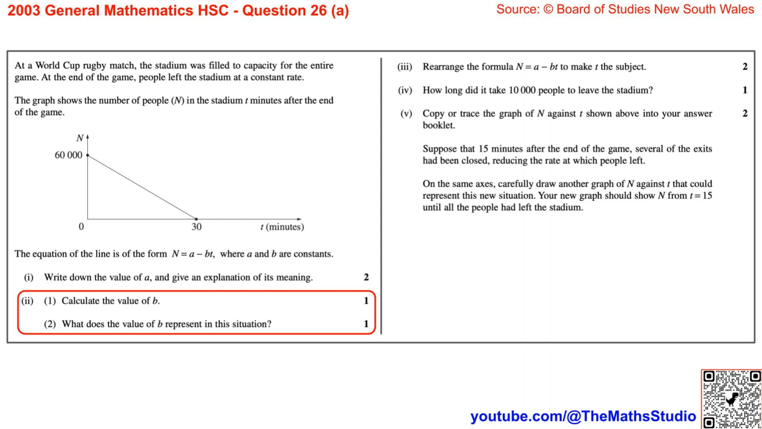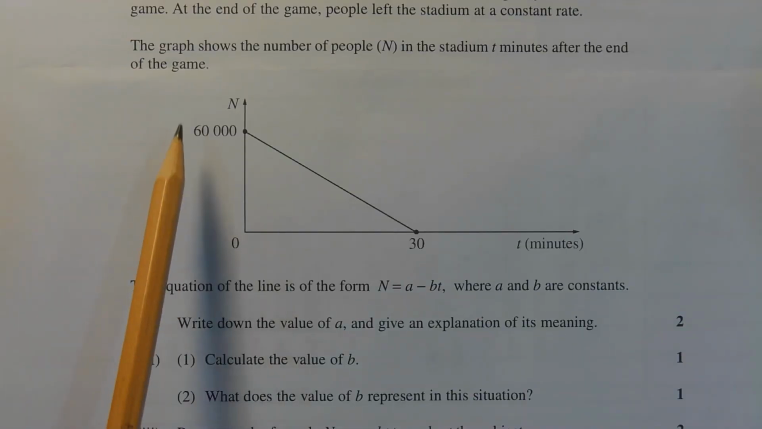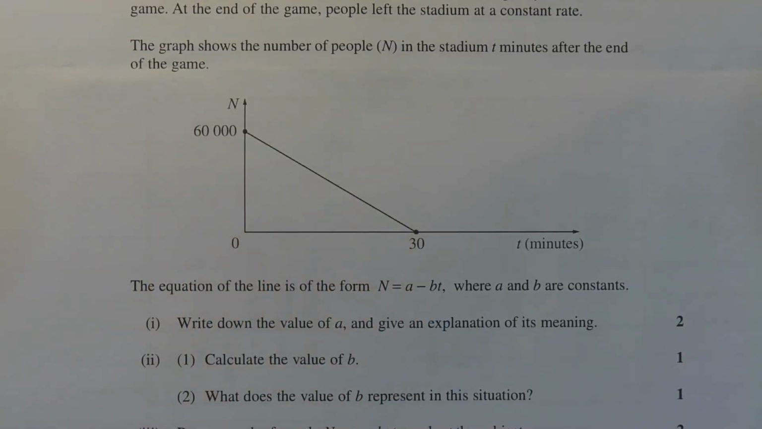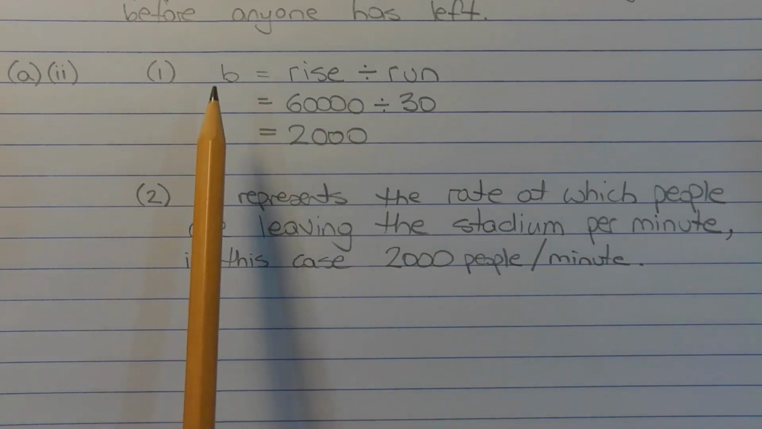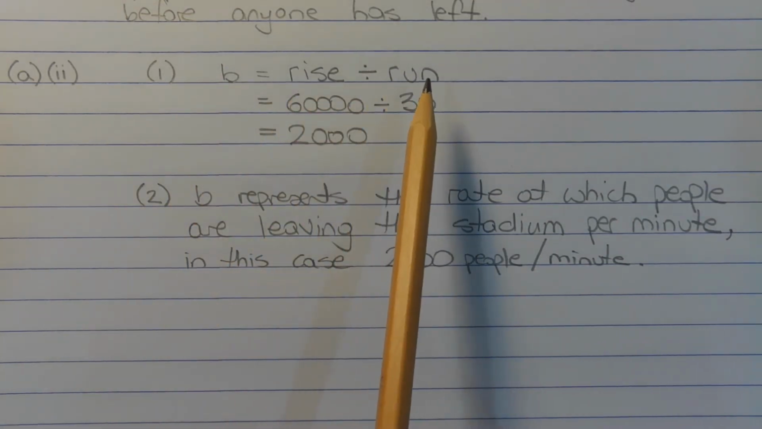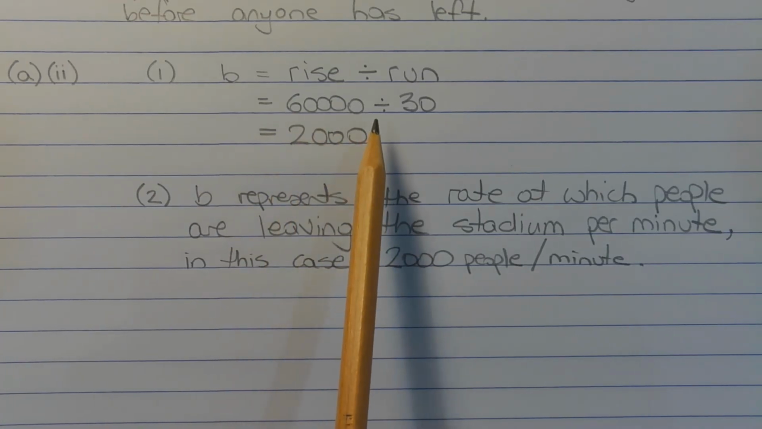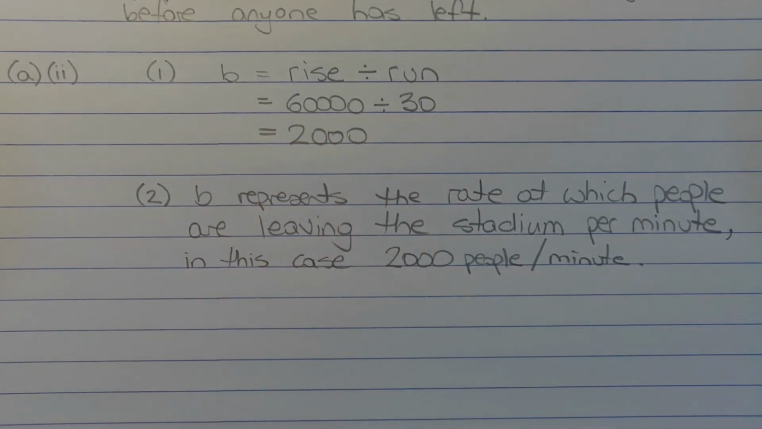Part 2. 1. Calculate the value of B, and 2. What does the value of B represent in this situation? B represents the gradient or the slope of the line and is found using the expression rise divided by run. In this case, the rise is 60,000 and the run is 30. So B is equal to 60,000 divided by 30, which simplifies to 2,000.